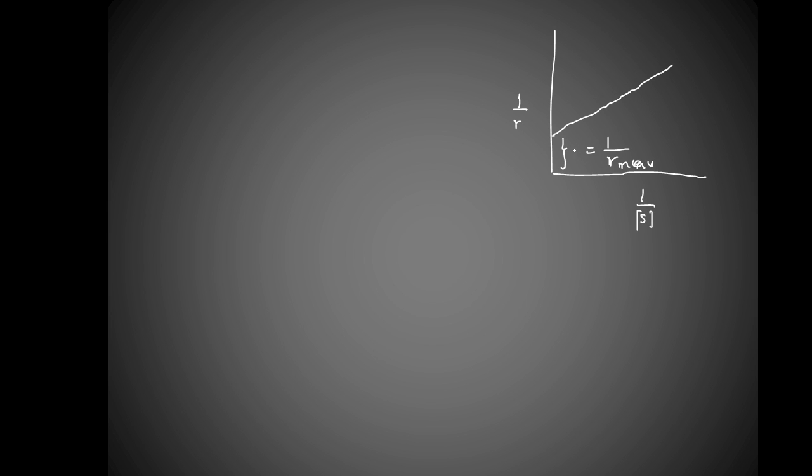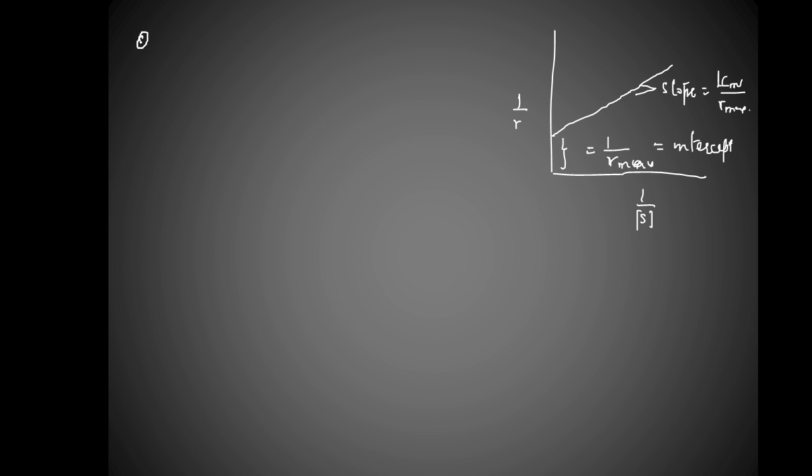This is the intercept, which is equal to 1 upon R max. And over here we have determined the slope. This slope is equal to Km divided by R max. So these are the important things which we have to remember. Now let us take the questions which have been asked.